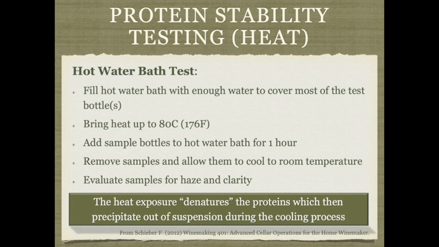So you sit them in at around 170, 180 degrees for at least an hour, and then you let them cool slowly to room temperature. They'll be clear to start with, but if they become hazy after they cool to room temperature, that is a positive test. That means there's protein present, and you'll need to use fining agents such as bentonite to address that. Basically, the heat exposure is denaturing the protein, sort of like when you have an egg and the egg white is clear, but then you heat it and it becomes like a cooked egg white. The same thing is happening by heating the mead.